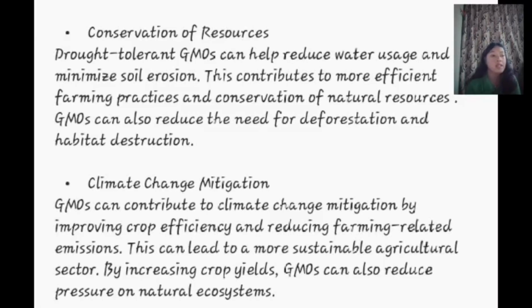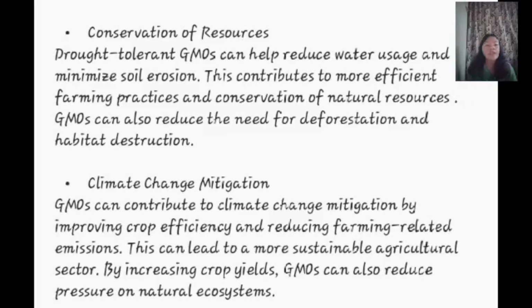So some GMOs can grow even with a little water and poor soil. This helps farmers save water and prevent soil from washing away. Because crops grow better, farmers don't need to cut down more forest and land. Nature stays safe. Last is climate change mitigation.